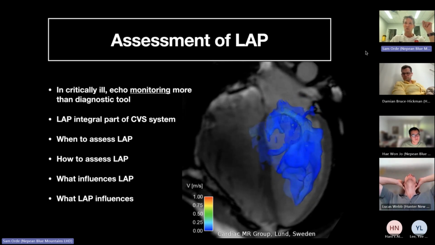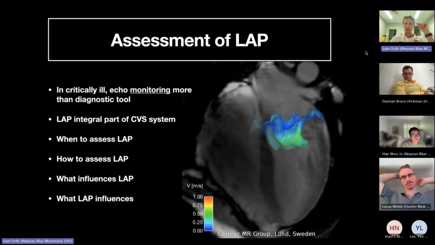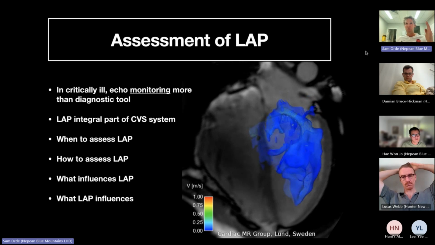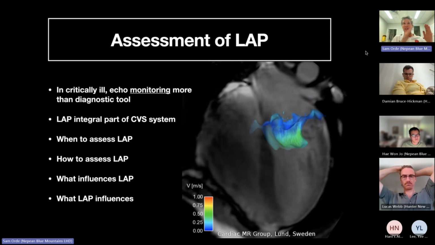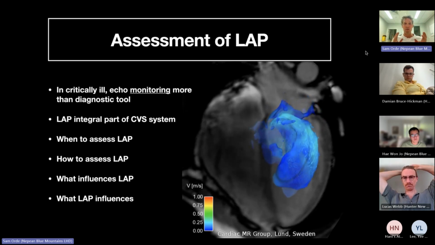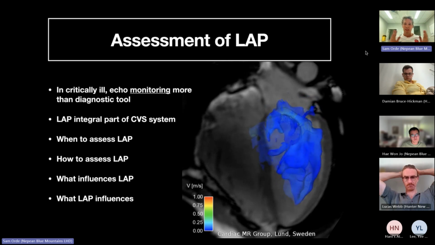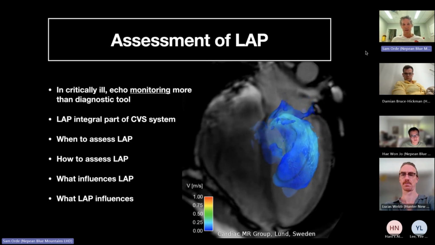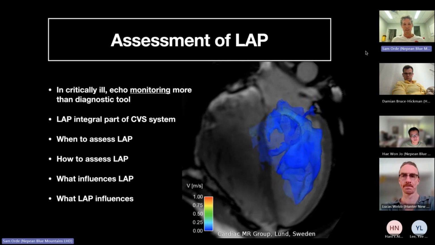But I think it's probably more useful and more accurate if we use it as a monitoring tool, as in we're going to do something and then assess the left atrial pressure, then do something else and reassess it. That's how I find it most useful in the critically ill. And why do we want to measure it? Because it's an absolutely integral part of the cardiovascular system.